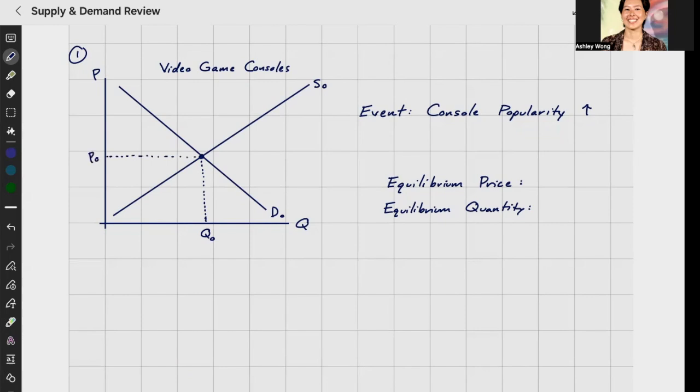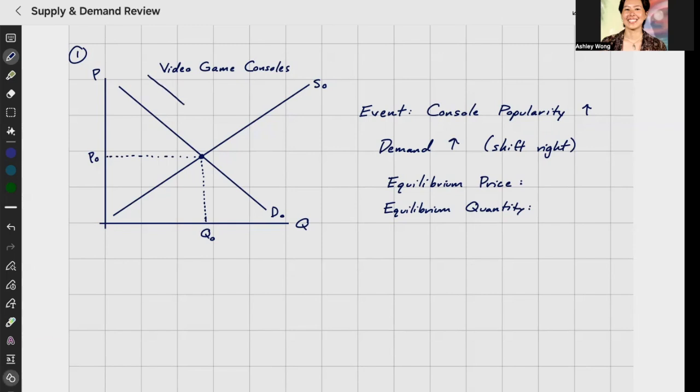Now, when the video game console becomes more popular, we interpret this as a positive change in consumer tastes. So when consumer tastes move towards buying a product, the product becomes more popular. We expect that more people will want to purchase the product, and therefore we expect demand to increase. And when demand increases, we can illustrate that as our demand curve shifting to the right.